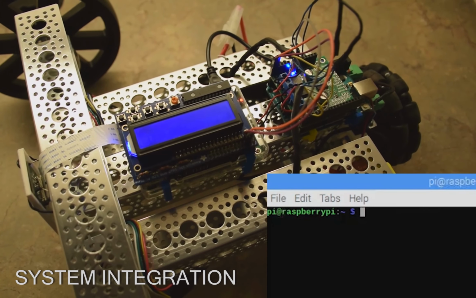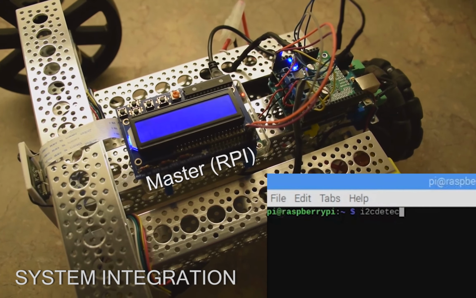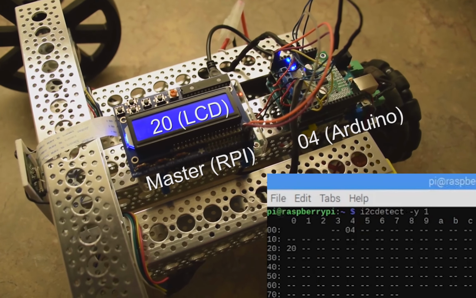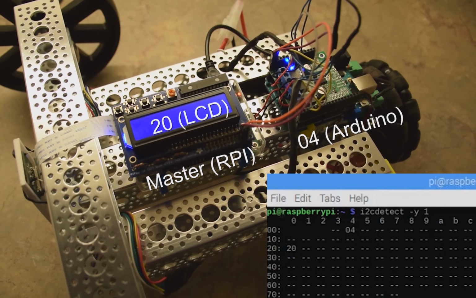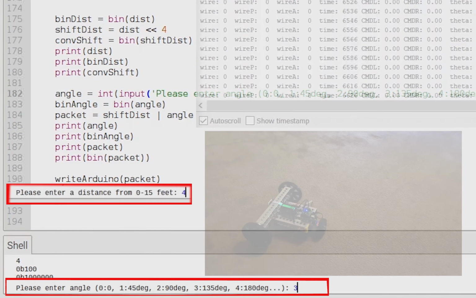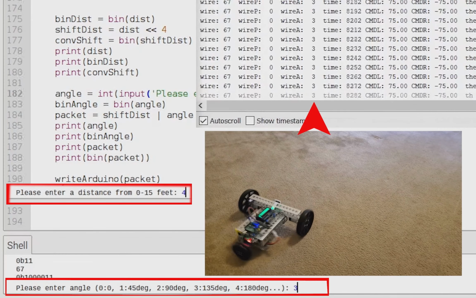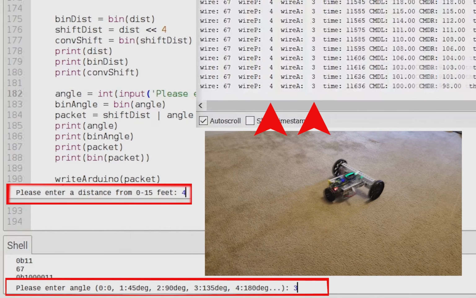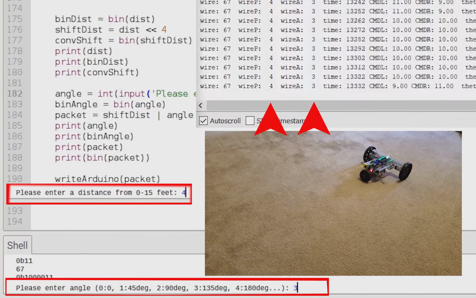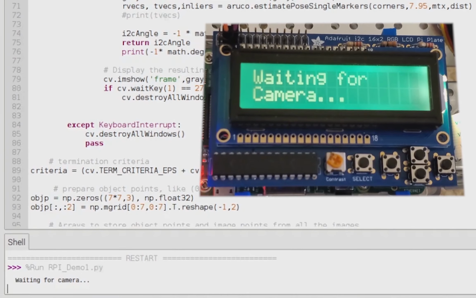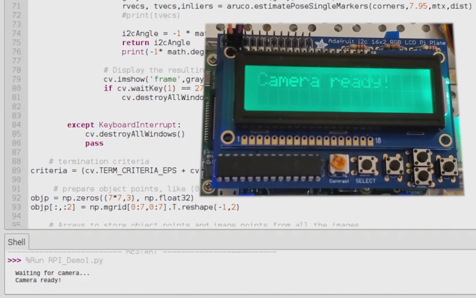System integration on the robot is done through the I2C protocol. The configuration uses the Raspberry Pi as the master and the Arduino and LCD screens as slave devices. The Raspberry Pi takes in a distance and an angle, combines their data into an 8-bit packet, and transmits that packet to the Arduino. The Arduino then disassembles the data packet and assigns the proper values to command the motors. The Raspberry Pi also sends information to the LCD such as loading notifications and I2C errors.